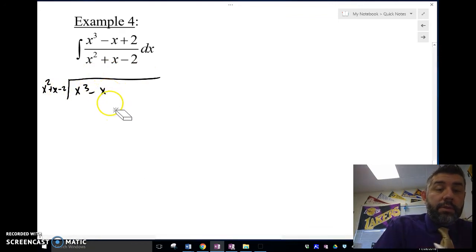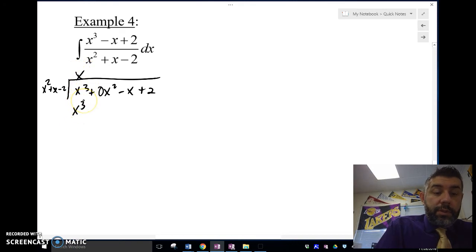Oops. Sorry, guys. Forgot I need a placeholder. Minus x plus 2. Okay. So I'm going to need an x here. This is going to give me x cubed. Okay, I'm going to pause it here. I'm going to finish this out and then come back.